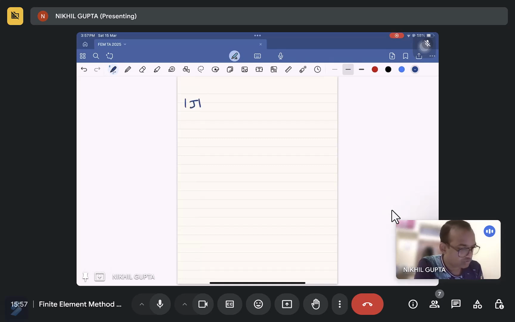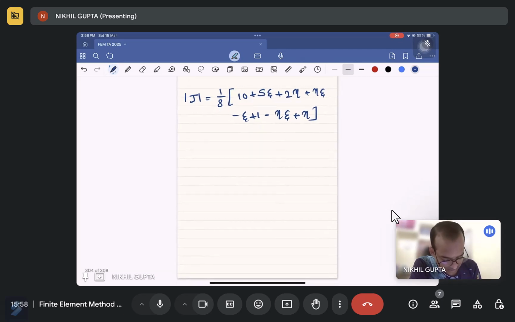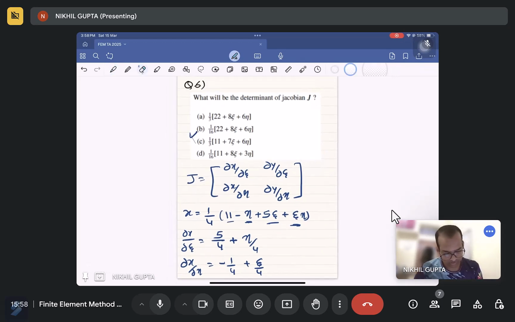Okay, let's go with the Jacobian solving. So it will be 1 by 8 of 10 plus 5 xi plus 2 eta plus eta xi minus xi plus 1 minus eta xi plus eta. So when you get the final, I'll write the final answer. I'll skip some of these steps. It will be 22 plus 8 xi plus 6 eta. So the answer is B. Oh, the answer is B.